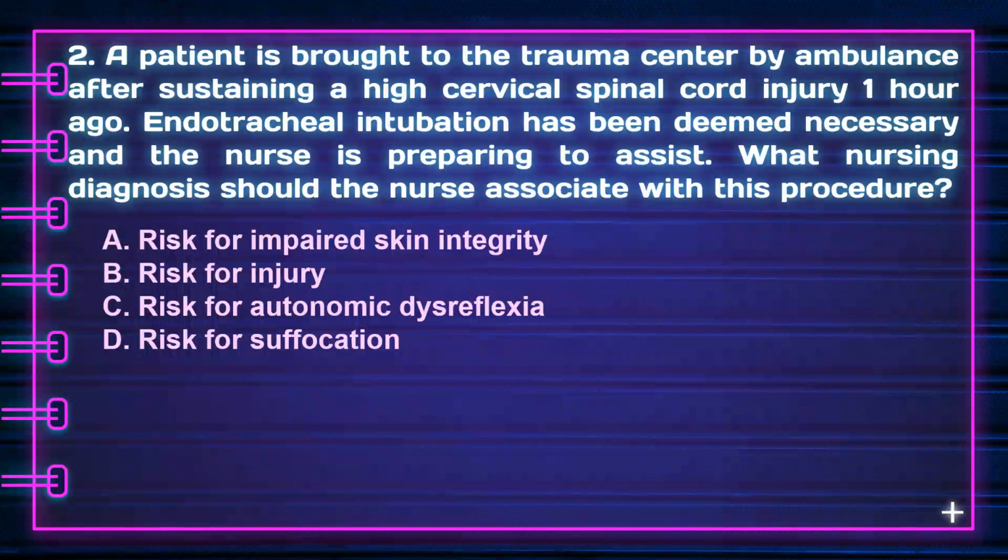Number two, a patient is brought to the trauma center by ambulance after sustaining a high cervical spinal cord injury 1 hour ago. Endotracheal intubation has been deemed necessary, and the nurse is preparing to assist. What nursing diagnosis should the nurse associate with this procedure? A. Risk for impaired skin integrity. B. Risk for injury. C. Risk for autonomic dysreflexia. Or D.